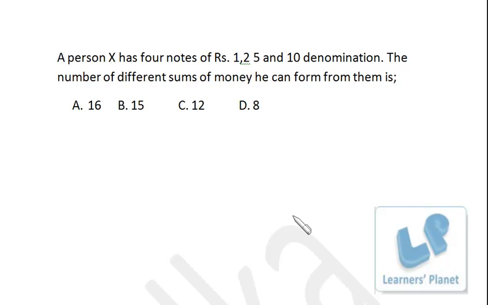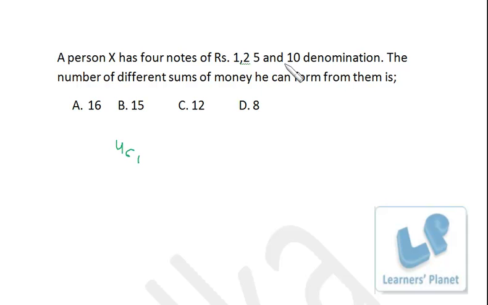Now various sums can be obtained, obviously. Now how do we find that? See, first of all, he can take one note of each denomination. Now since he has four notes of different denomination, he'll be getting 4C1 sums, right? Four notes and each is taken one in quantity, right? So in all, four sums he can get, that is 1, 2, 5 and 10, right?